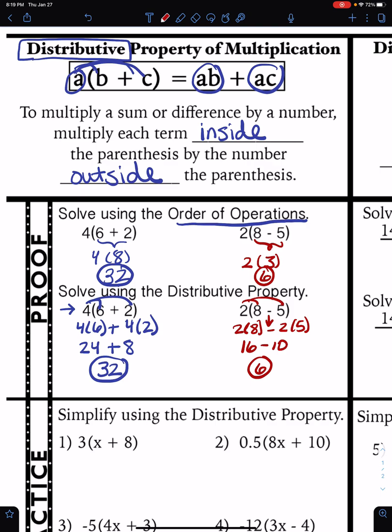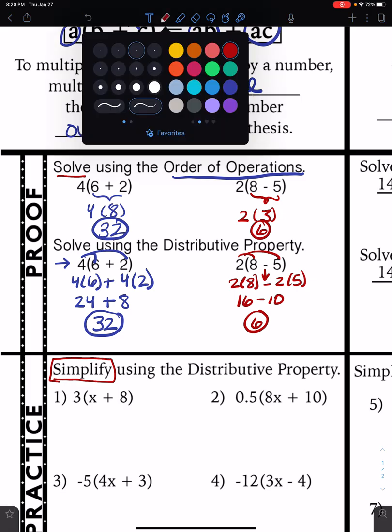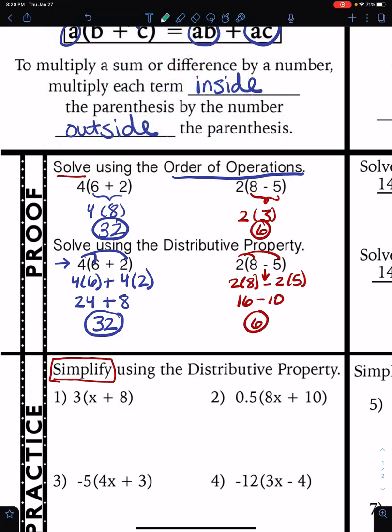So now they're going to throw in some variables down here in this bottom section. It says now to simplify using the distributive property, not solve. Up here it said solve, which means we were able to get a final answer. So now we're going to simplify, and we're going to still take that number on the outside of parentheses and multiply it by each of the numbers or variables inside the parentheses.